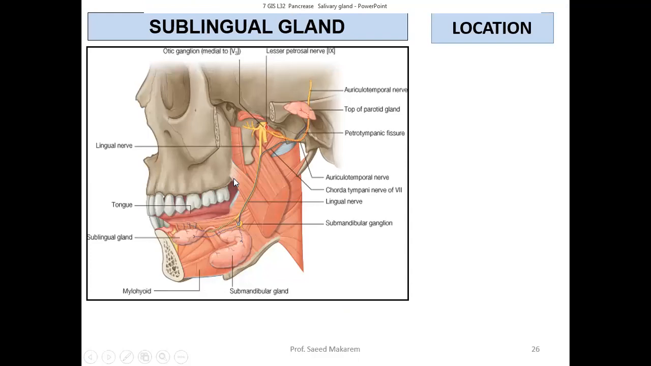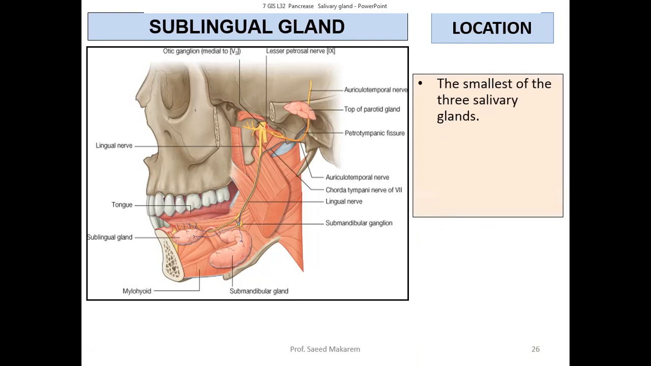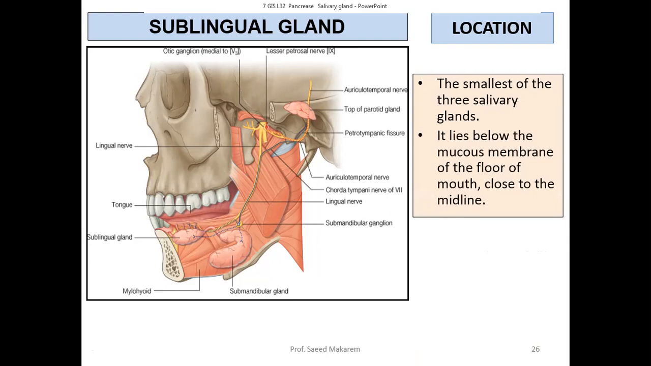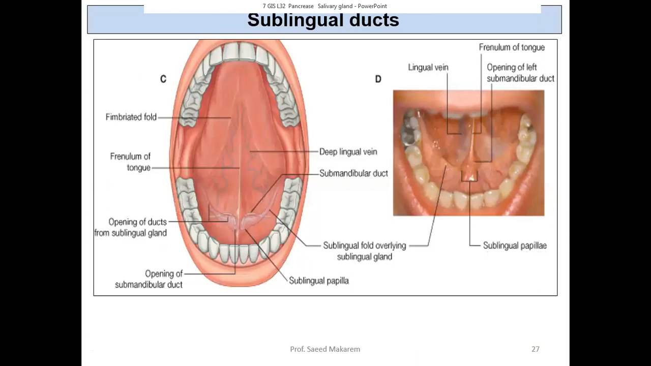Now coming to the third and last gland, that is the sublingual gland, which is below the tongue. Location: this is the smallest of the three. The parotid is the largest and the smallest is the sublingual. It lies below the mucous membrane of the floor of the mouth close to the midline, just beside the midline, close to the oral cavity floor.